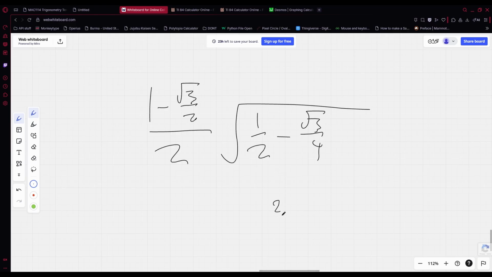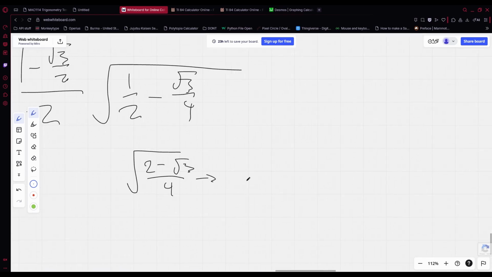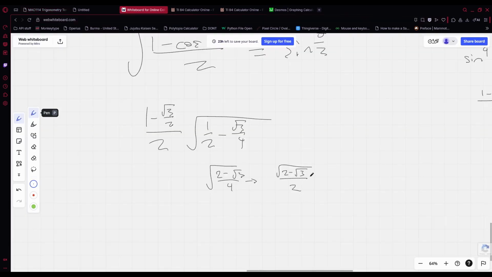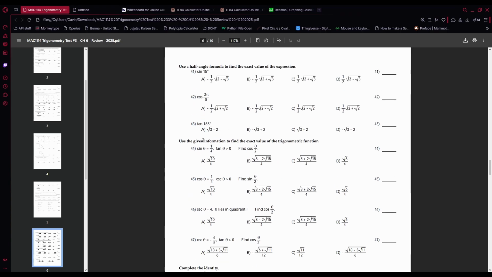You could also say 2 minus square root of 3 over 4. And then this would be square root of 2 minus square root of 3 over 2. See if that's an answer. It is. So 2 minus square root of 3 over 2. Over 2 is the same thing as multiplying by 1 over 2. That works. Rinse and repeat. Radian measure doesn't matter. You can still multiply by 2. This you can multiply by 2.